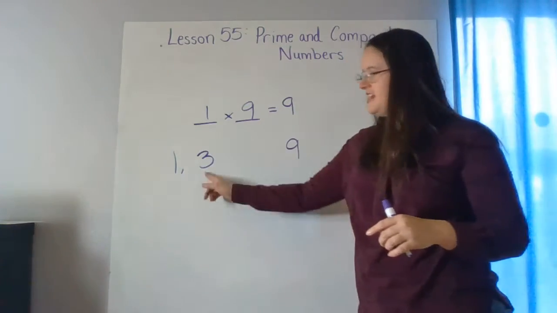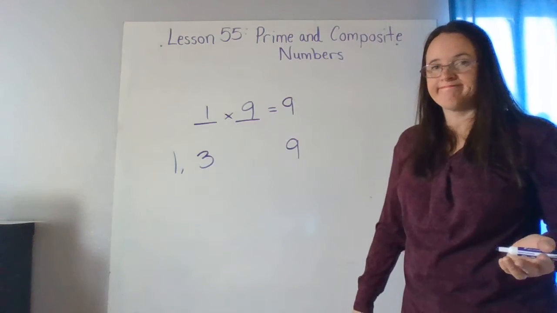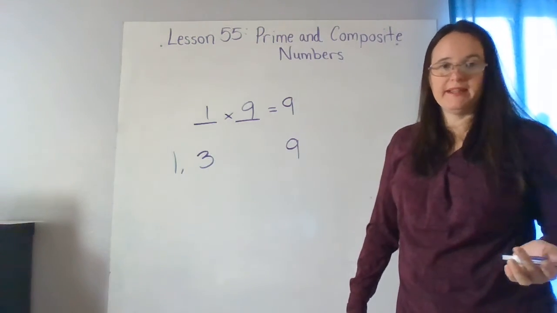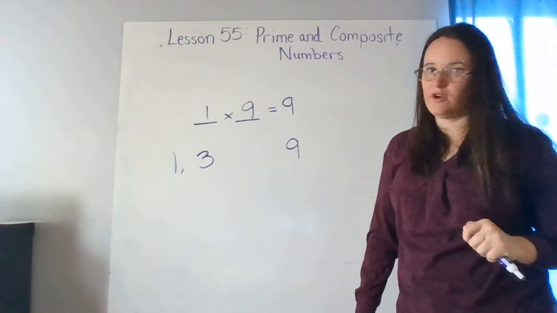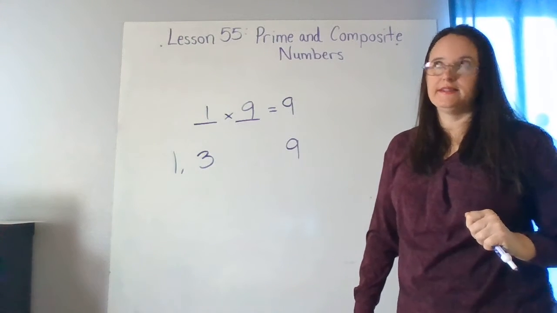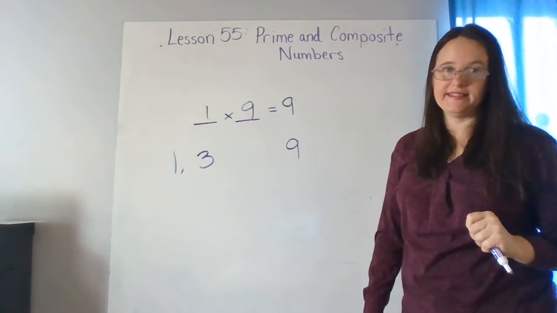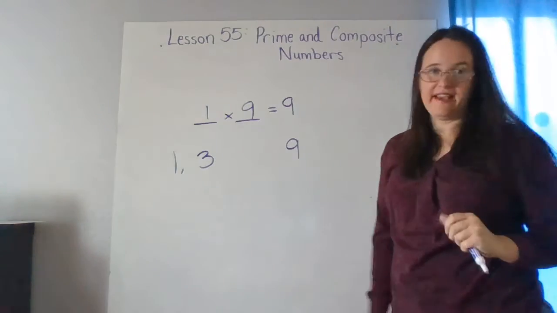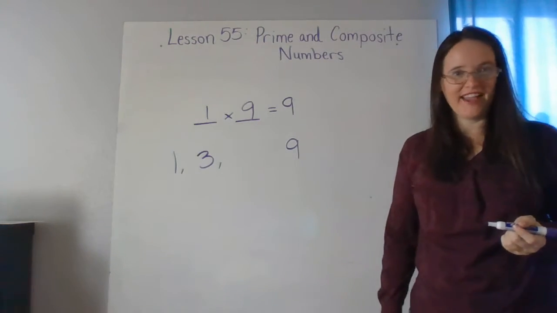1 is a factor of 9. 3 is a factor of 9. What about 4? No, I can't multiply anything times 4 to get 9. 5? No. 6? No. 7? No. 8? No. And we already have 9. So there are only 3 factors of 9.